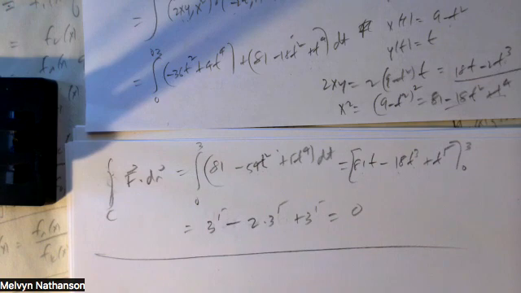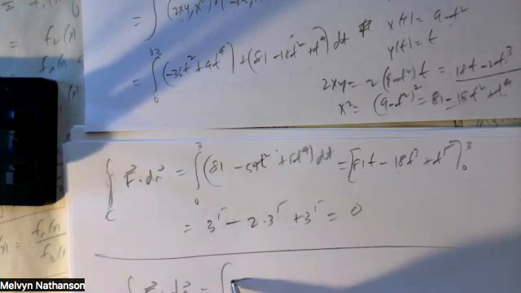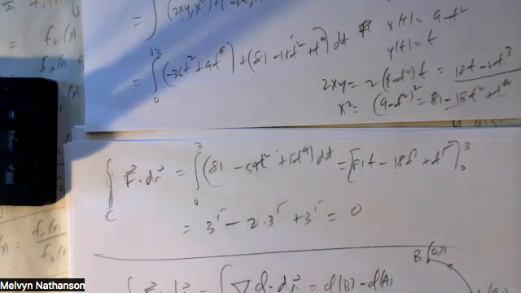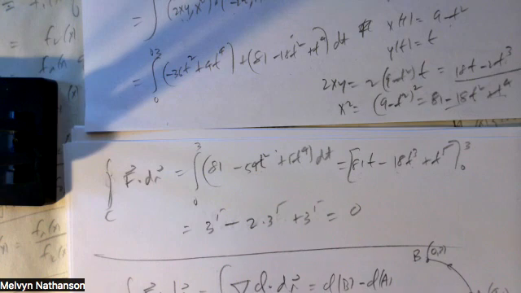But then the problem also says calculate the line integral using the fundamental theorem for line integrals. The fundamental theorem of line integrals says that if you take an integral along a curve of F dot dr, and your vector field is the gradient of a scalar field, and your curve is from some point A, which in our case is (9, 0), to the point B, which in our case is (0, 3), this is going to be phi of B minus phi of A. In this problem, phi of (x, y) was equal to x squared y. So this is phi of (0, 3) minus phi of (9, 0). Well, this is easy. This is 0 squared times 3 minus 9 squared times 0, which is 0 minus 0, which is 0.